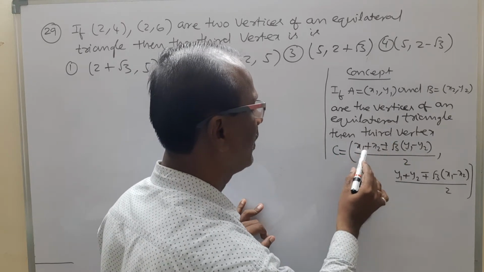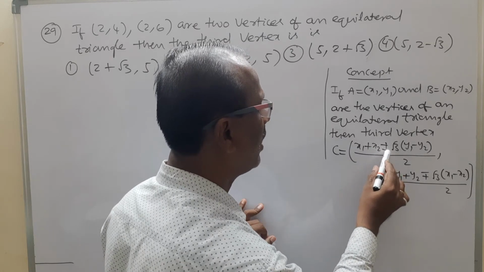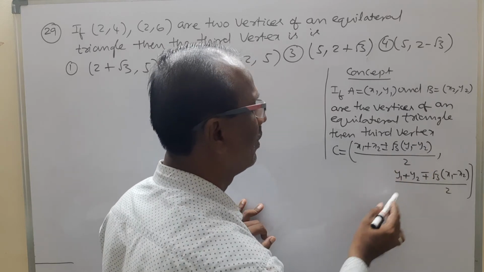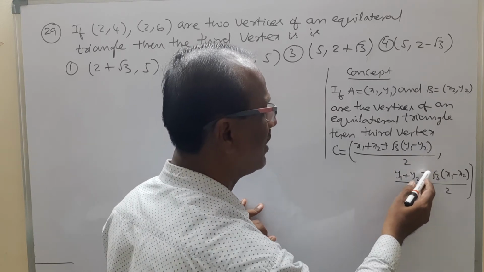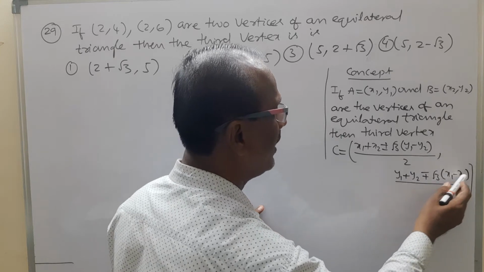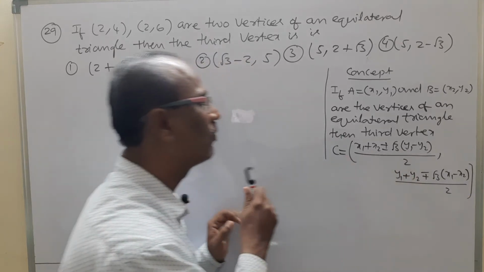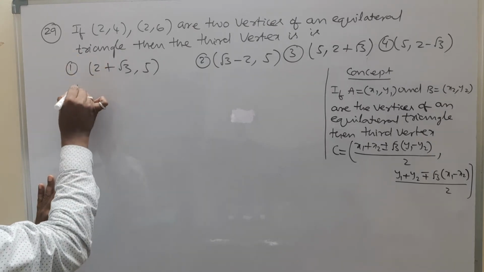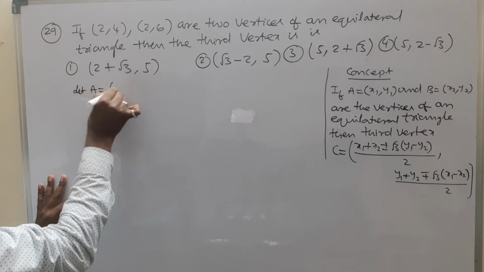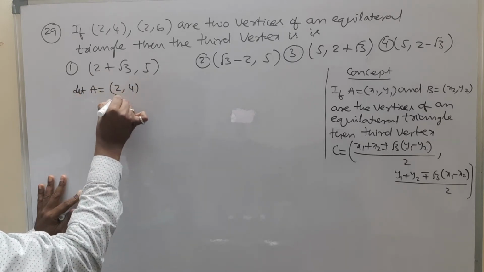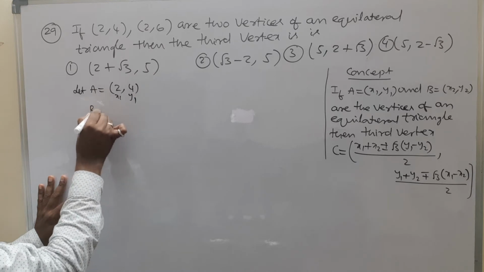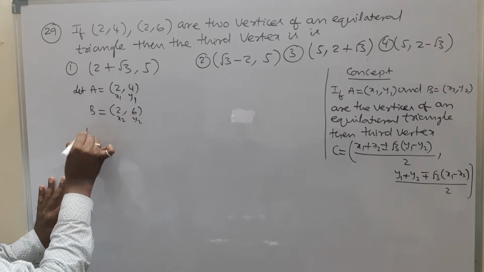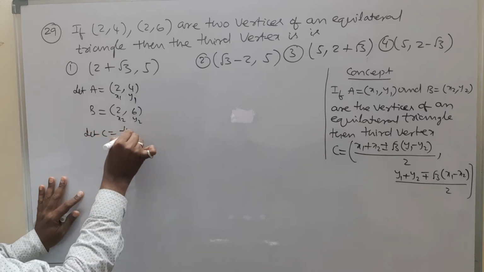This is the formula: x1 plus x2 plus r minus root 3 into y1 minus y2 by 2, comma y1 plus y2 minus r plus root 3 into x1 minus x2 by 2. Here, in the equilateral triangle, let capital A equal to 2 comma 4, x1 y1, capital B equal to 2 comma 6, x2 y2, let C be the third vertex.